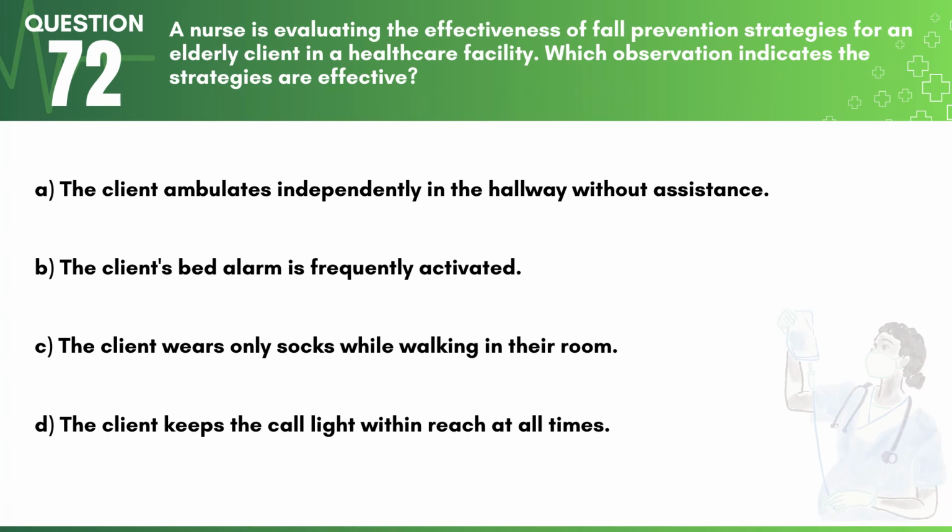Question 72. A nurse is evaluating the effectiveness of fall prevention strategies for an elderly client in a healthcare facility. Which observation indicates the strategies are effective? A. The client ambulates independently in the hallway without assistance. B. The client's bed alarm is frequently activated. C. The client wears only socks while walking in their room. D. The client keeps the call light within reach at all times.